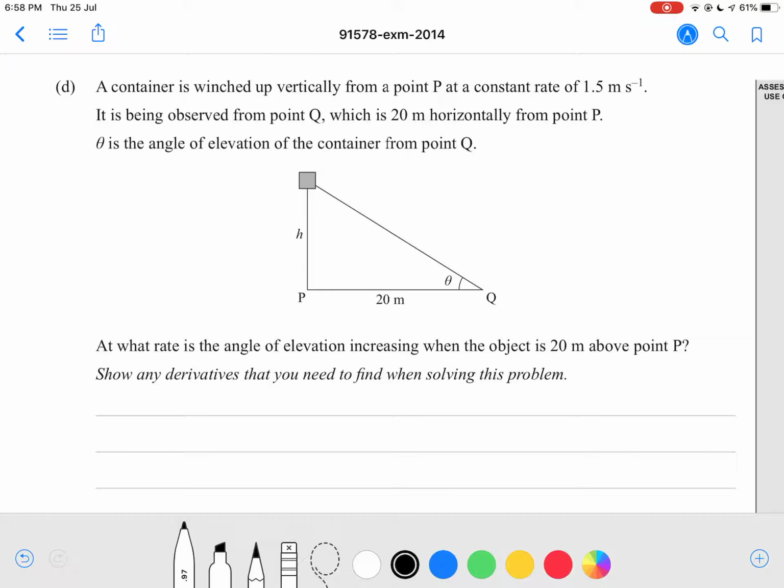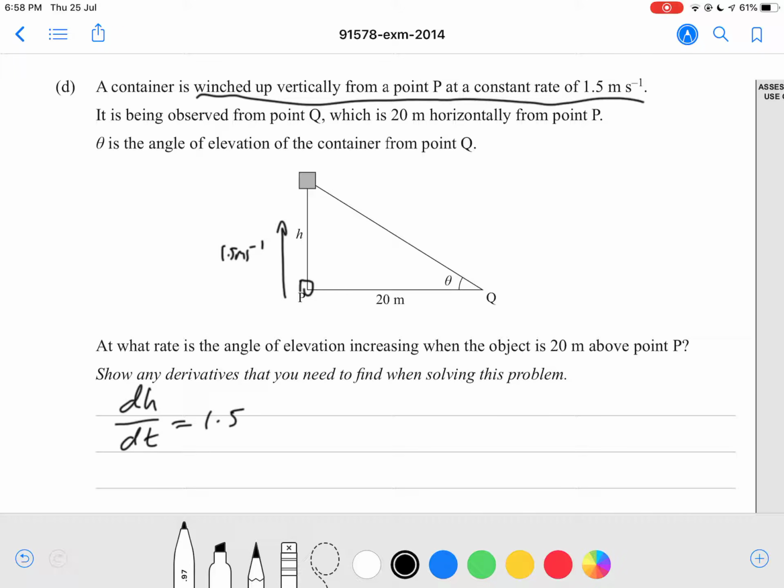Okay, so once again, we're going to follow through our steps for the rate of change questions. Step 1, identify what the question gives you. The question gives you the container is winched up vertically from point P at a constant rate of 1.5 meters per second. So the container starts at point P and it's going to be moved up at 1.5 meters per second. So the height of the container is changing with respect to time. So therefore, we can say that dh over dt equals 1.5. That's what the question gives you.